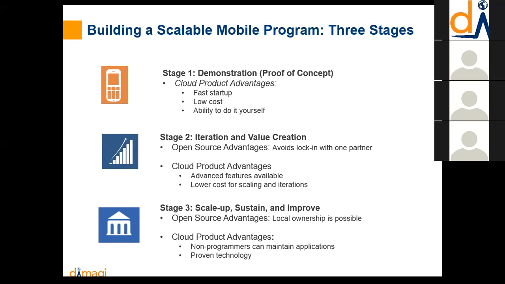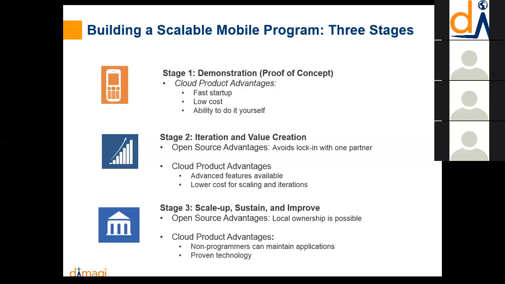And then stage three, when you're talking about scaling up and sustaining and improving. So when you're talking about either a district or a national level scale or whatever the scale is for your organization, open source really is the advantage here of having local ownership. So either having local developers involved with editing code or working on the code, or again, using APIs to connect with other systems, and also to take the code and put it on a local server if that's something that you're interested in. And then the cloud product advantage, again, you can still have non-programmers able to maintain applications, and programmers or software developers can be quite expensive. So this helps you keep your costs down over time.